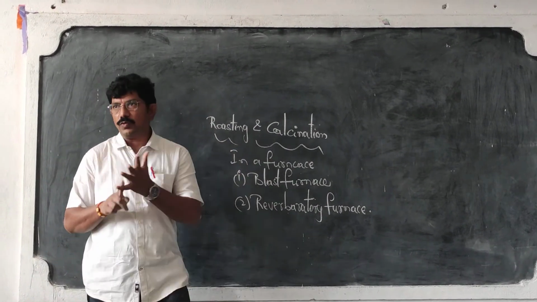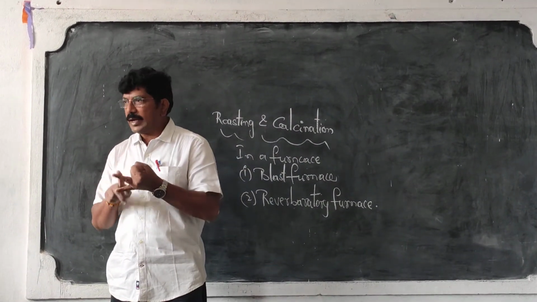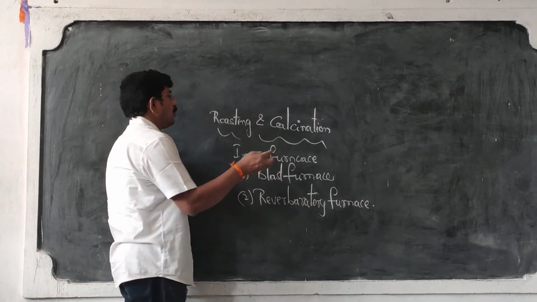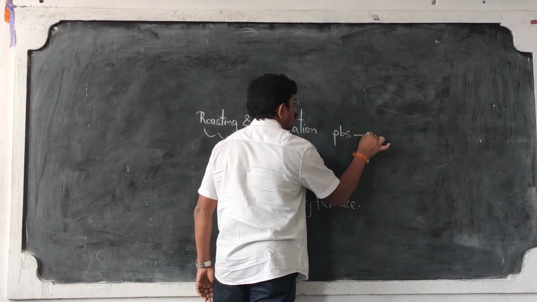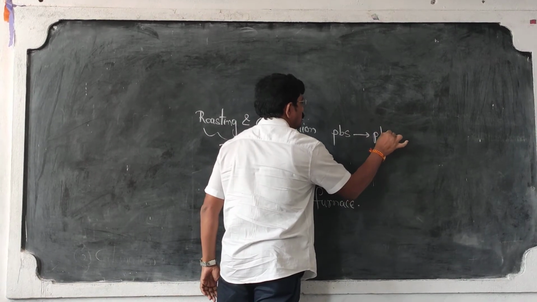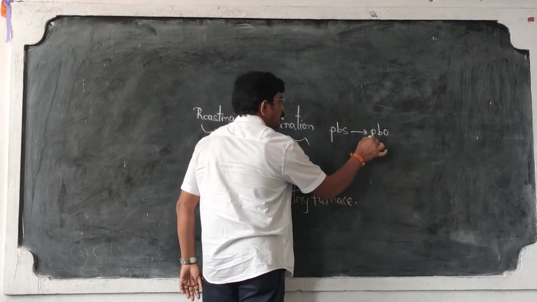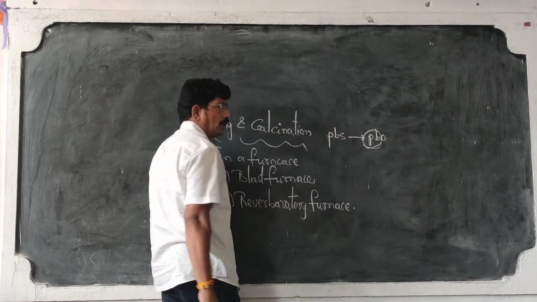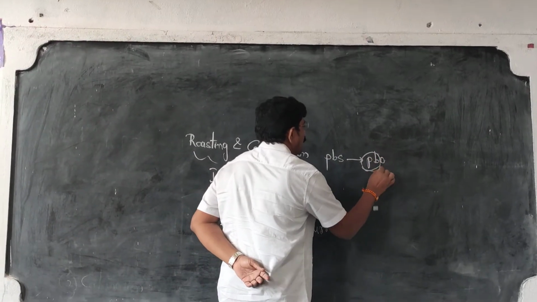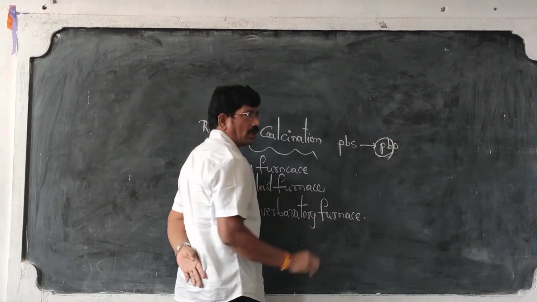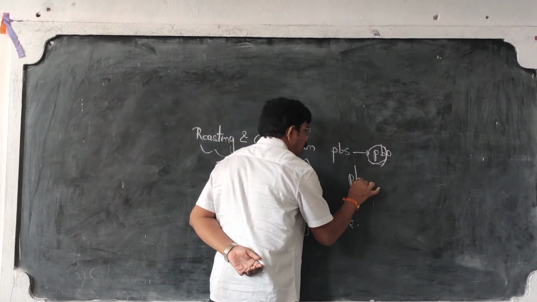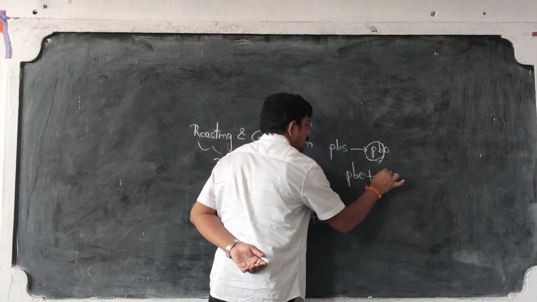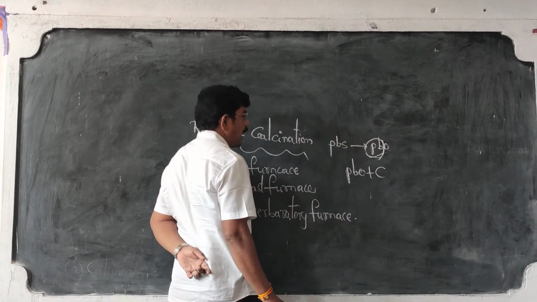Now, take the oxide ore from the concentrated metal. For example, lead sulfide is converted to lead oxide. You need only the metal, so you have to remove this oxygen. What do you have to do? You have to add coke.